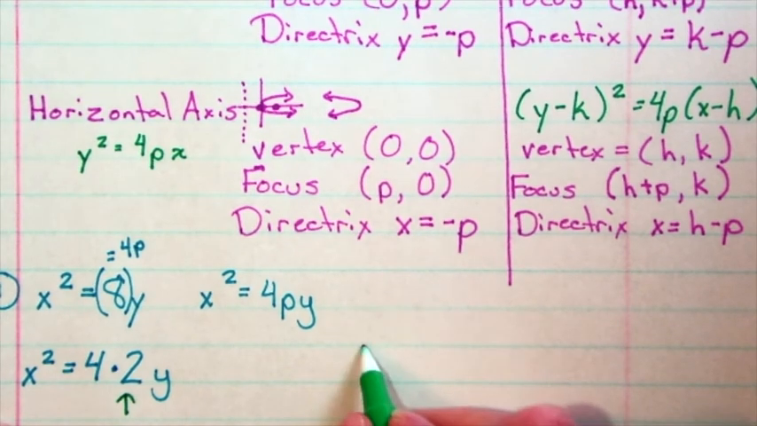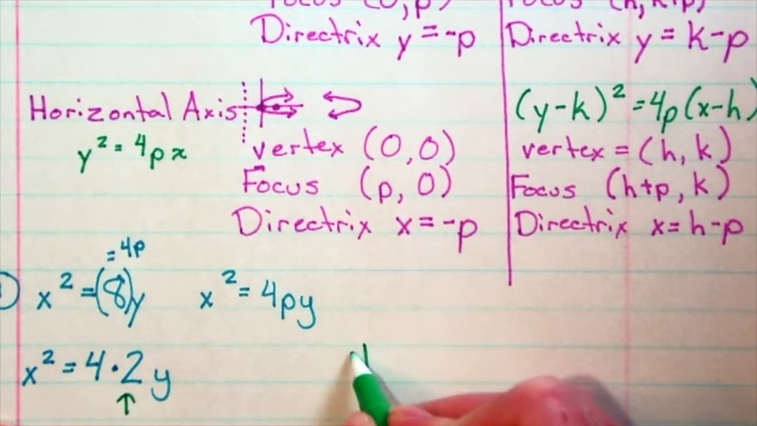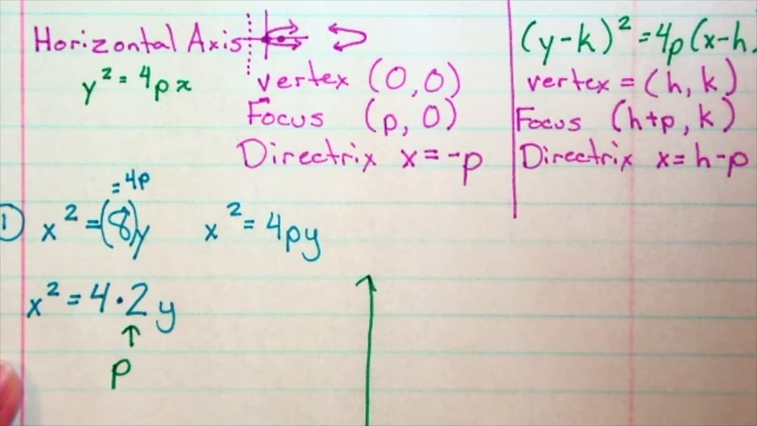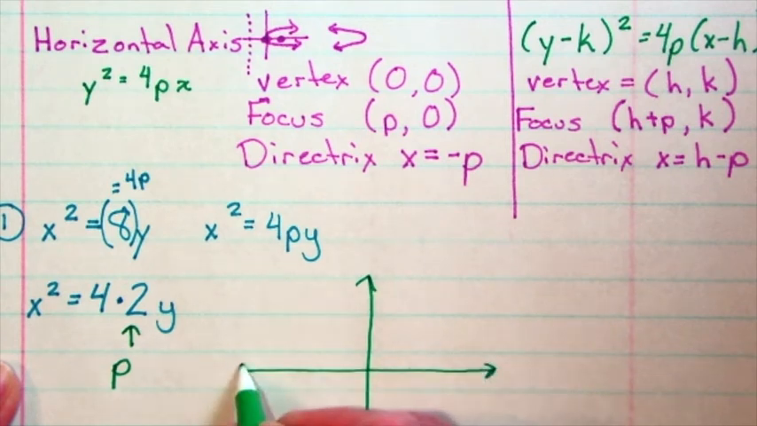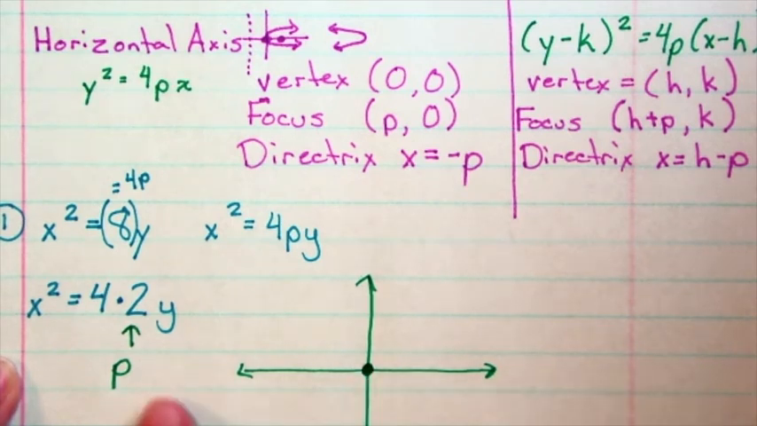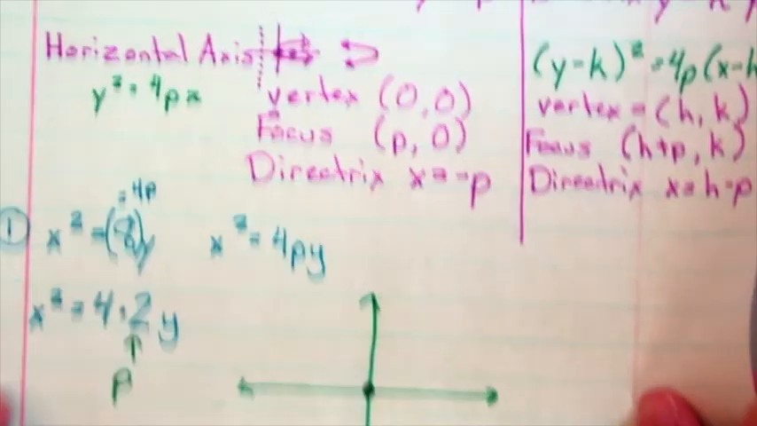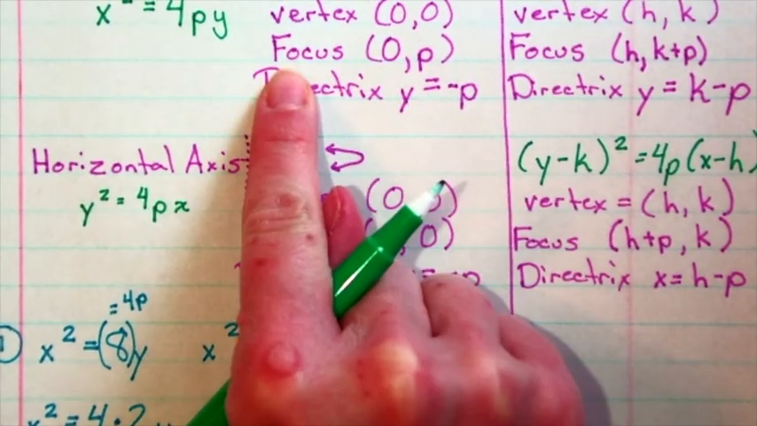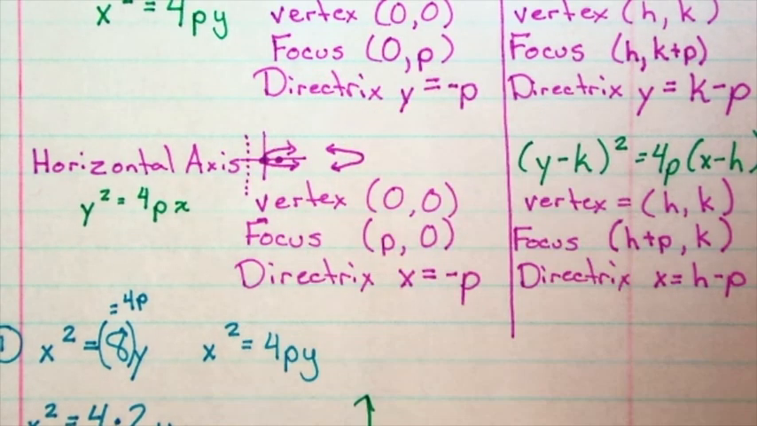So if we're sketching this out, and we can summarize all of our information too, but we know that our vertex is at the origin. And remember, we don't have a shift, so all I need is the p-value to find the focus. We need to go up p, so up 2. There's our focus. And we need to go down 2 to find the directrix.